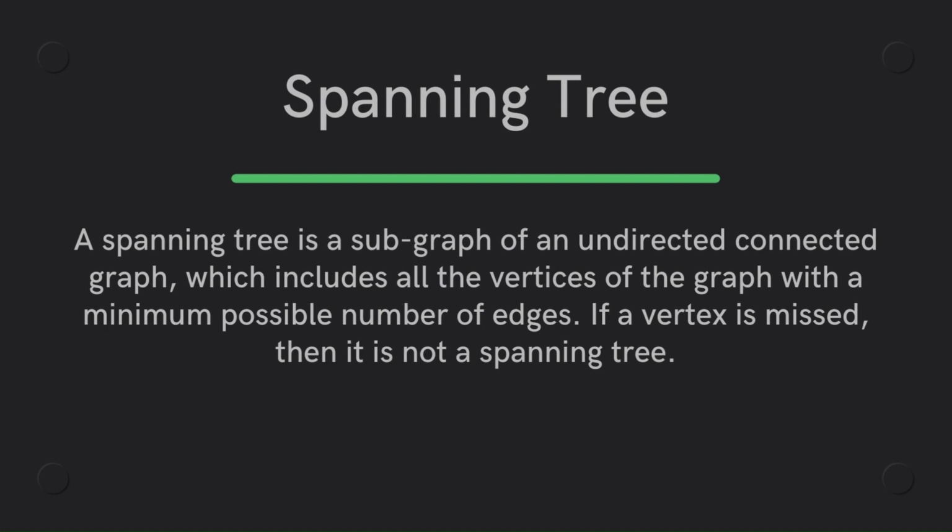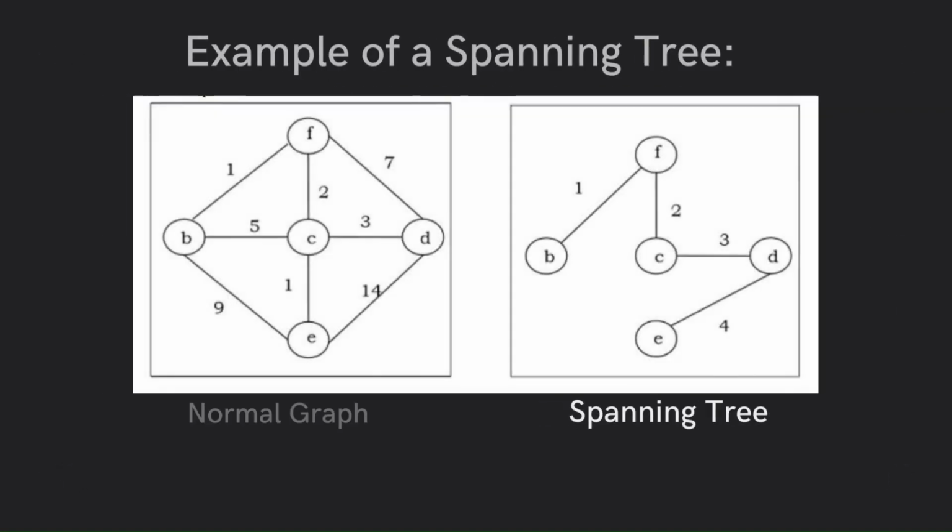Spanning tree. A spanning tree is a subgraph of an undirected connected graph which includes all the vertices of the graph with a minimum possible number of edges. If a vertex is missed, then it is not a spanning tree. Following are the examples of a spanning tree. On the left side we have a normal graph and on the right side we have a spanning tree.